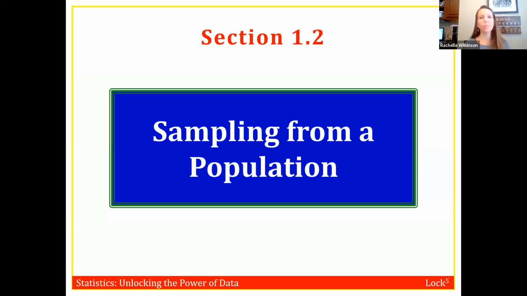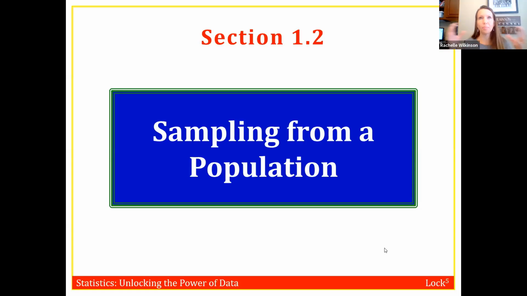So last time we talked all about data. We talked about how data is organized in a data set. We talked about variables that we're collecting on the cases. We said there's two types of variables, categorical and quantitative. And we're collecting that on the cases, which are individuals that we're collecting data on.